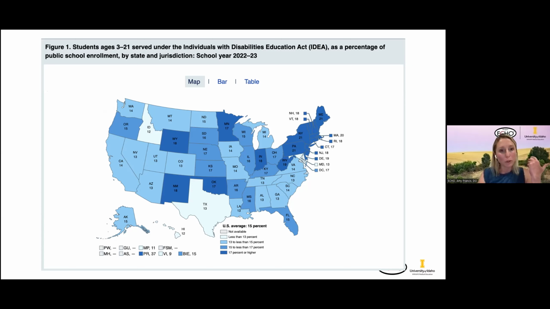This is a map that shows the percentage of students enrolled in the public school who are served under IDEA. So they have an IEP and they receive special education. The average, as I mentioned, is 15%, and it varies from state to state. We're at 12% in Idaho, which makes us believe that we can do better, right? That we may not be identifying all the students who would be eligible to receive special education under IDEA. So not great, but I think there's always room for improvement and advocacy.